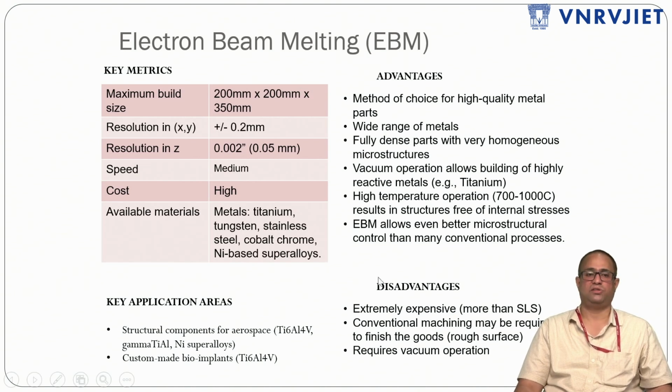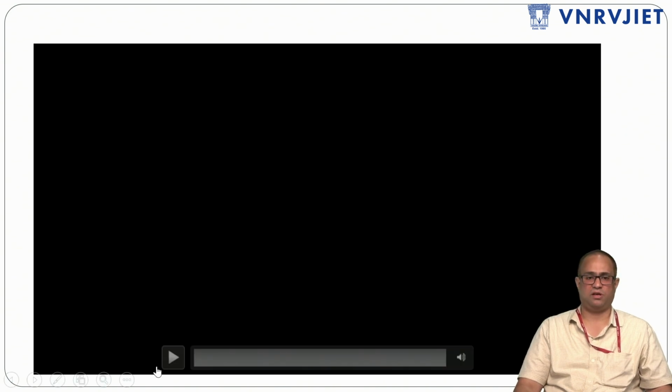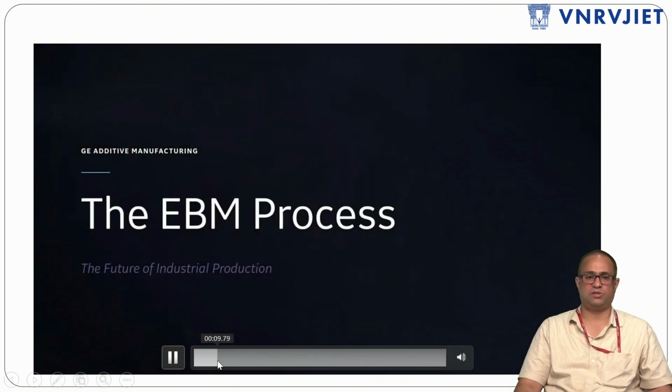As I told you, structural components for engineering applications in aerospace and custom-made bio implants. So this plays the most key role in making dental implants and custom-made implants. And coming to the drawbacks, it is extremely expensive when compared to other processes, and vacuum generation also takes much time. So now we are going to see a video of how this electron beam melting is done.